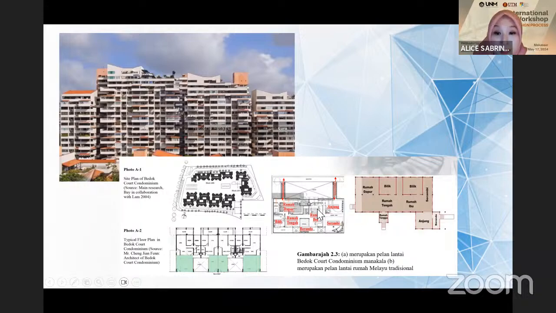As you can see in this diagram, this is how Cheong Jun Fen interpreted the traditional Malay house planning layout into a modern house, where he still maintains the zoning of the traditional house. You have the veranda, the middle house, which is known as the rumah ibu, the rumah tengah, and also the kitchen, which is the rumah dapur.